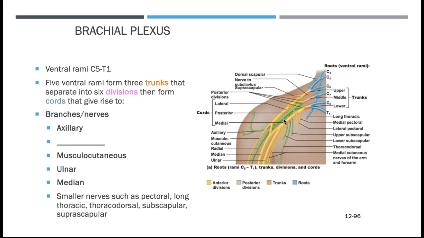So that would end up with our axillary branch, which you see kicking off to the side here. Then we have your radial nerve, which is going to extend down to go supply posterior structures. We have musculocutaneous, which sits more laterally. In the middle here, we have our median nerve. And lastly, most medial, we have your ulnar nerve. We also have these smaller nerves branching off here, such as pectoral nerves, long thoracic, thoracodorsal, subscapular, and suprascapular.